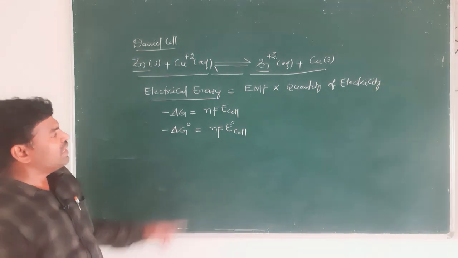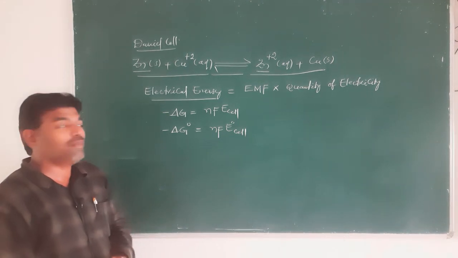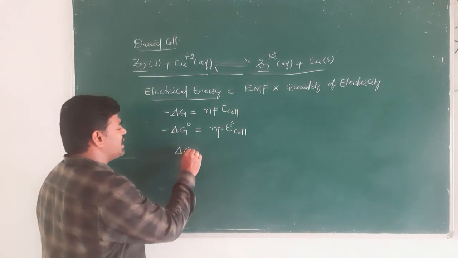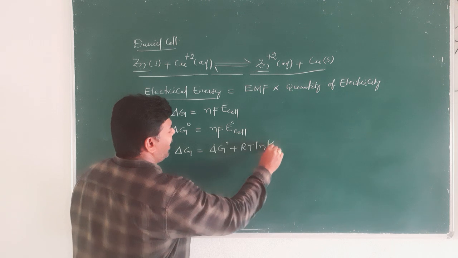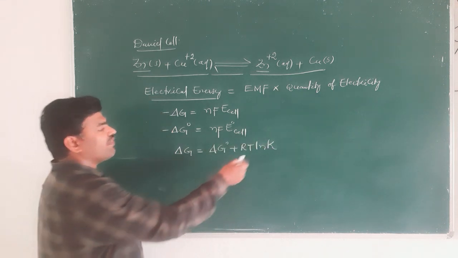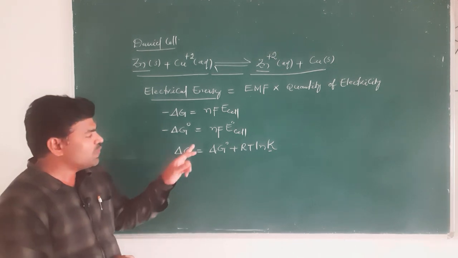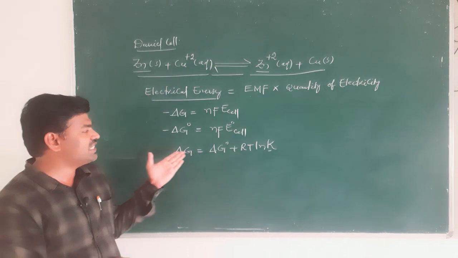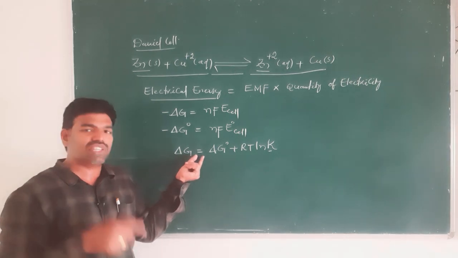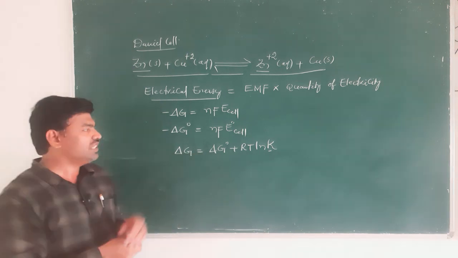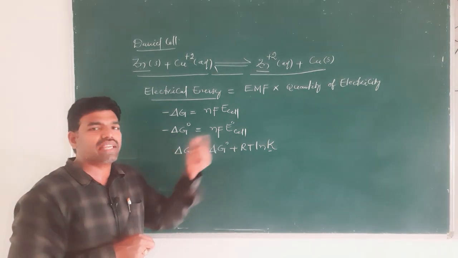And the standard Gibbs free energy change is related to the equilibrium constant, as per thermodynamics, by the equation delta G is equal to delta G naught plus RT ln K, where K is the equilibrium constant. This is the fundamental equation in thermodynamics, and we shall recall it when we discuss thermodynamics. For this lecture you have to remember this equation: delta G is equal to delta G naught plus RT ln K.